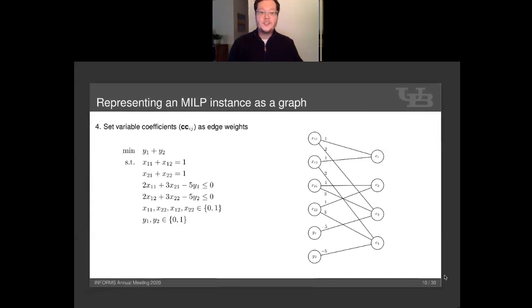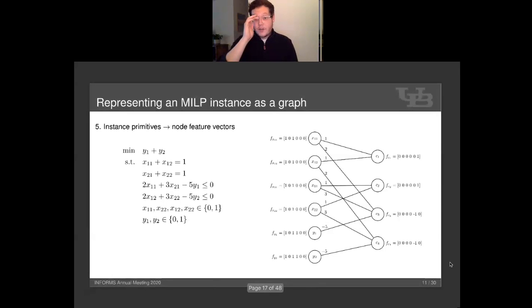Next, we set the constraint coefficient primitive as the edge weight. So in constraint 1, it's 1 x11, so this receives an edge weight of 1. In constraint 3, it's 2 x11, so this edge receives a weight of 2. And finally, every node receives a 6-element node feature vector.